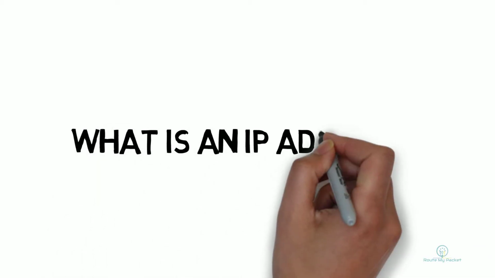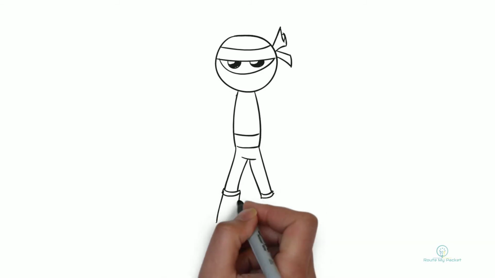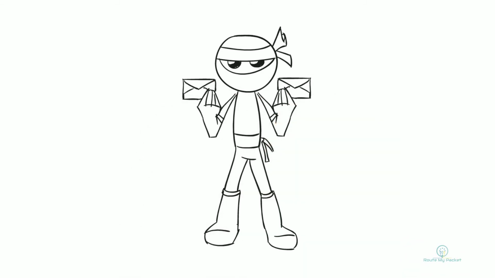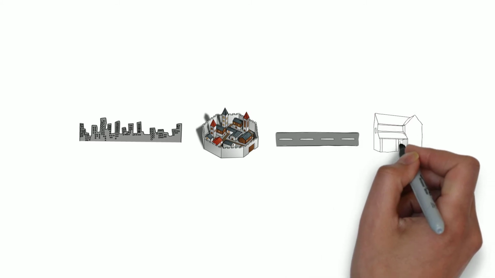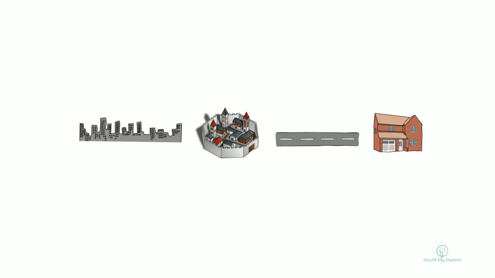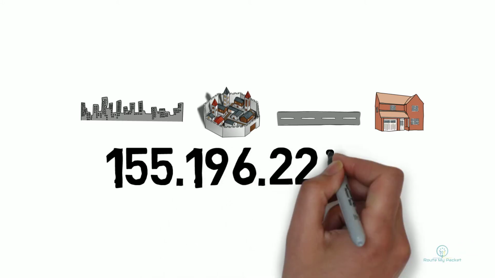What is an IP address? Imagine a postal service where the courier has to find a way to reach your house. The address of your house won't just say your house number. It would include the city, town, street, and finally, your house number. An IP address works in the exact same way.